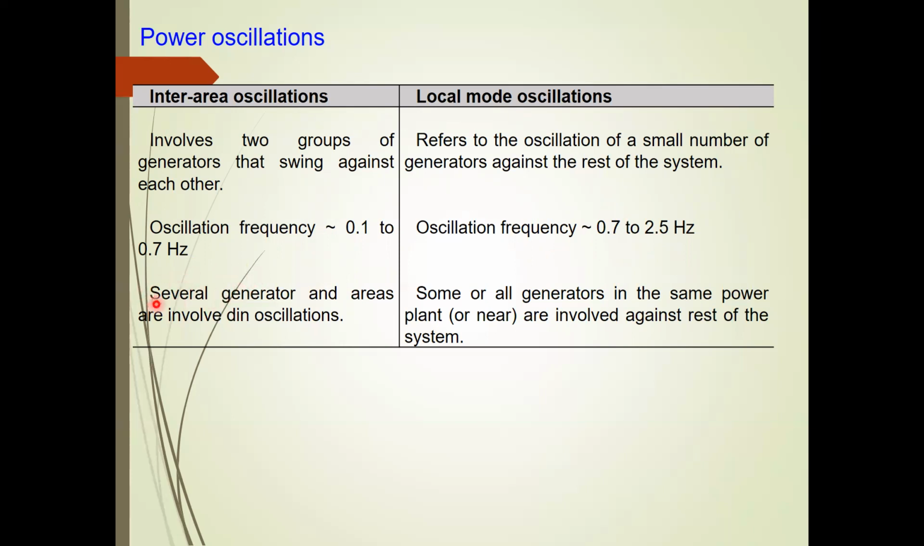Here, several generators and areas are involved. That means you have several generators and there is an involvement of areas as well. They will be involved in the oscillation. But in the local mode, you have some or all generators in the same network, in the same power plant or in the same area, and they will be oscillating against the rest of the system. Right? That is the difference between the two modes of oscillations.